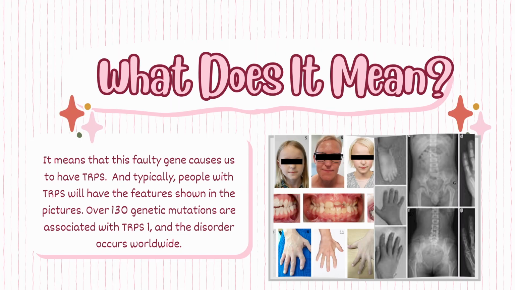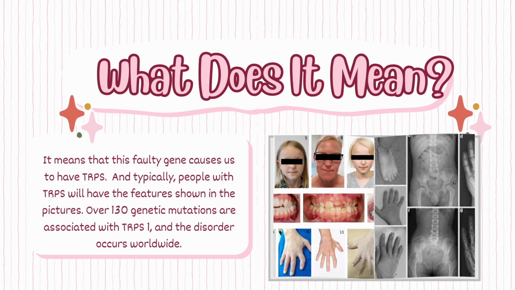So what does TRPS mean when you're like me and you're actually living with this disorder? It means that the faulty gene, as I said before, causes the disease in us. People with TRPS will have features shown in the picture here, and I'll explain in 1 second. There have been over 130 genetic mutations of the TRPS1 gene found, and the disorder occurs in lots of other populations, Asia and European countries. So it's not just a white person disease. It's not just a Jewish person disease. It's not one particular race kind of disease. It happens all throughout the world.